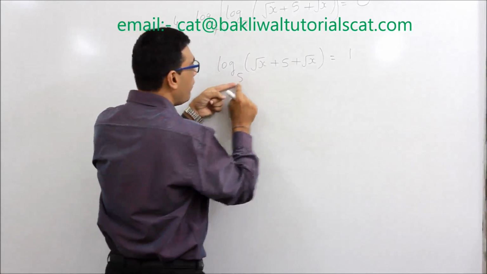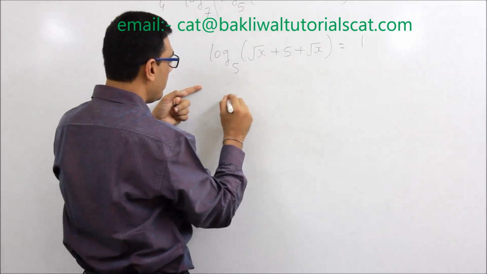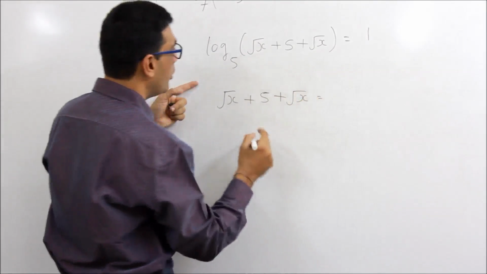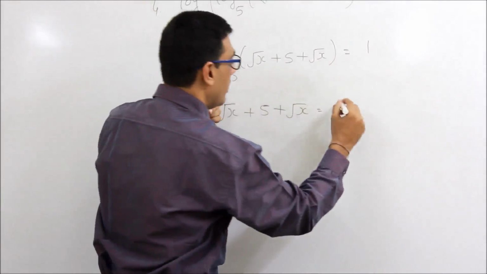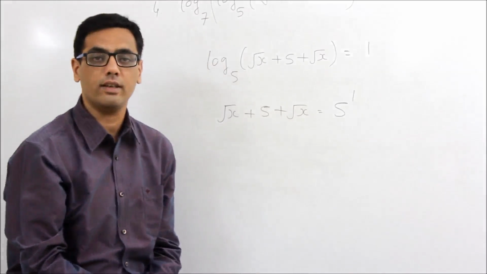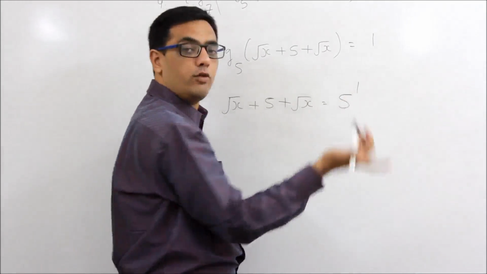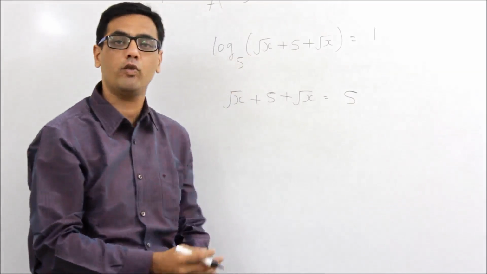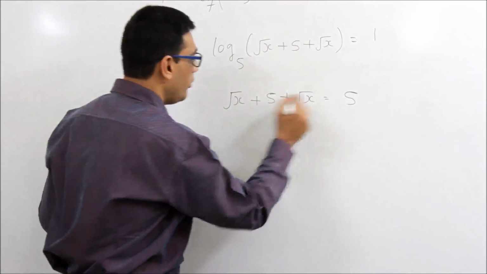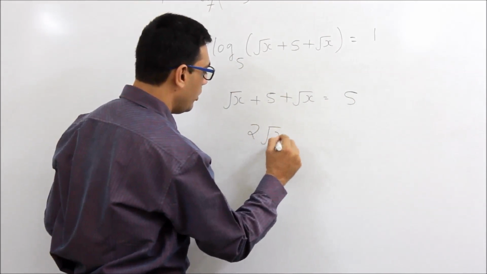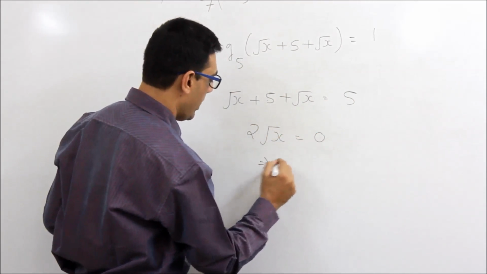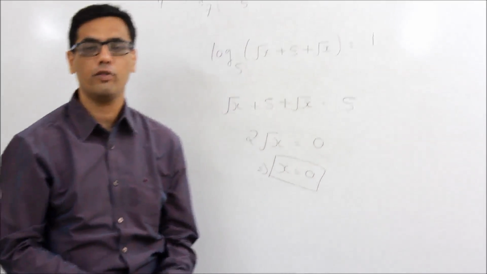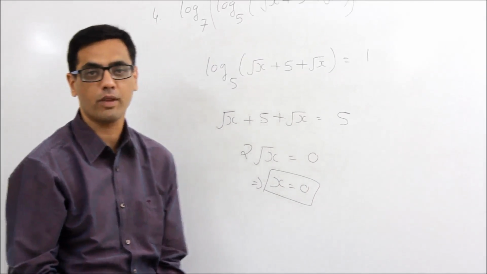Now again, this 5 will go here. I can write it as root x plus 5 plus root x is equal to 5 raised to the power of 1. So 5 raised to 1 is what again? Any number raised to 1 is the number itself, so it is 5. Now this 5 and 5 get cancelled. Basically it becomes 2 root x is equal to 0, which implies x is equal to 0. Which is the answer of our question number 4.